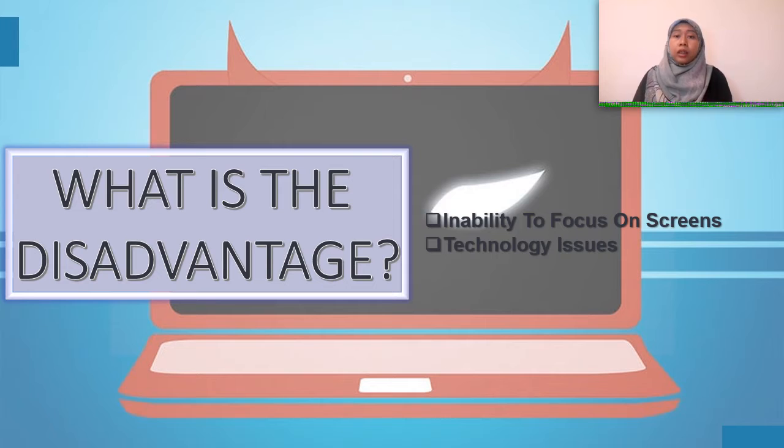We're done with advantages, but how about disadvantages? What are the disadvantages of online learning? Inability to focus on screen. All students can relate to this, right? For many students, one of the biggest challenges of online learning is the struggle with focusing on the screen for a long period of time.